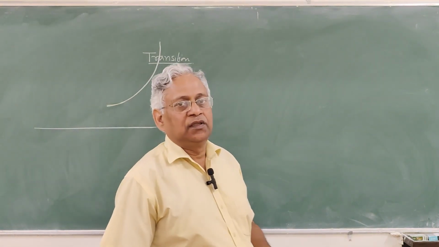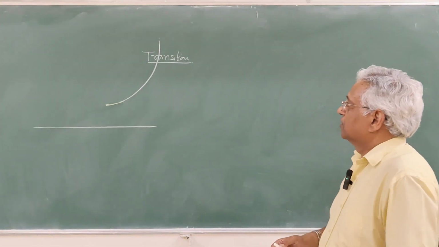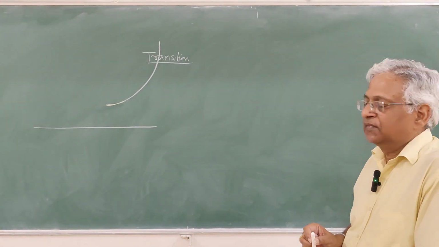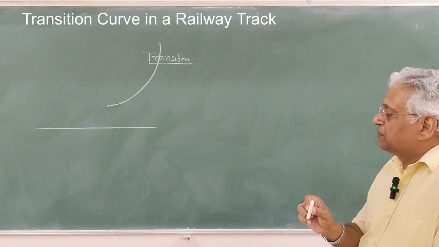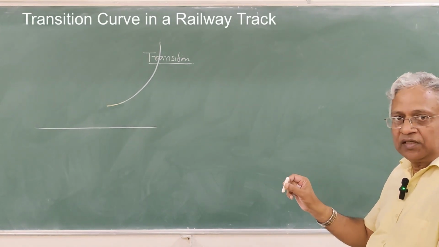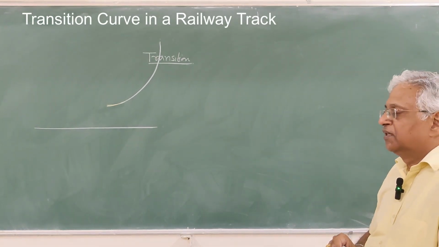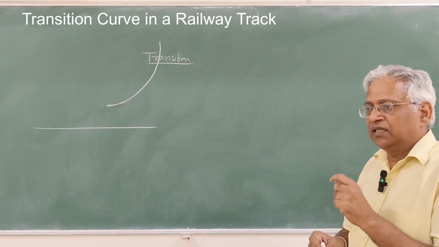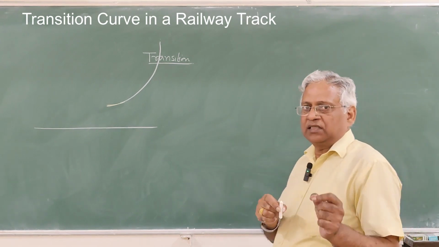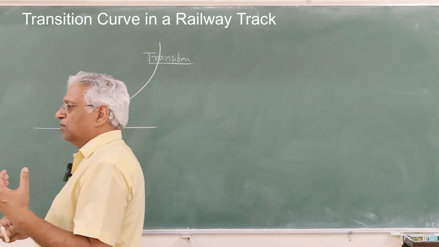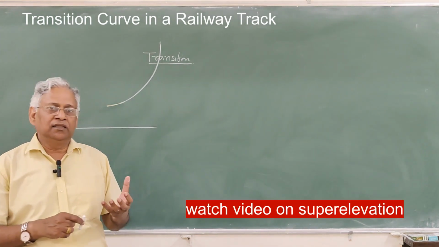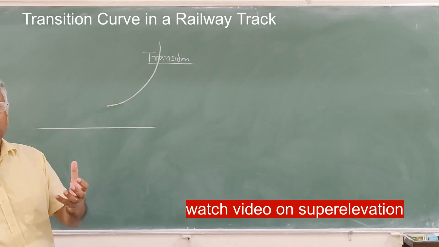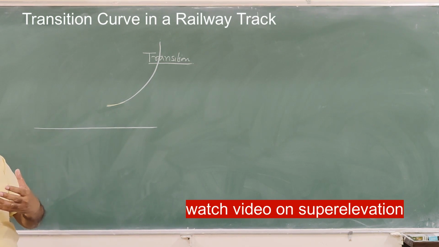Hello friends, today in this session we will discuss transition curves. A transition curve is provided between the tangent track and the circular track. The reason is that as soon as a vehicle enters a circular curve, it is subjected to centrifugal force, as we discussed in earlier sessions. If you enter the circular curve suddenly, then this centrifugal force will also be introduced suddenly, and that will create a jerk in the track as well as discomfort to passengers.